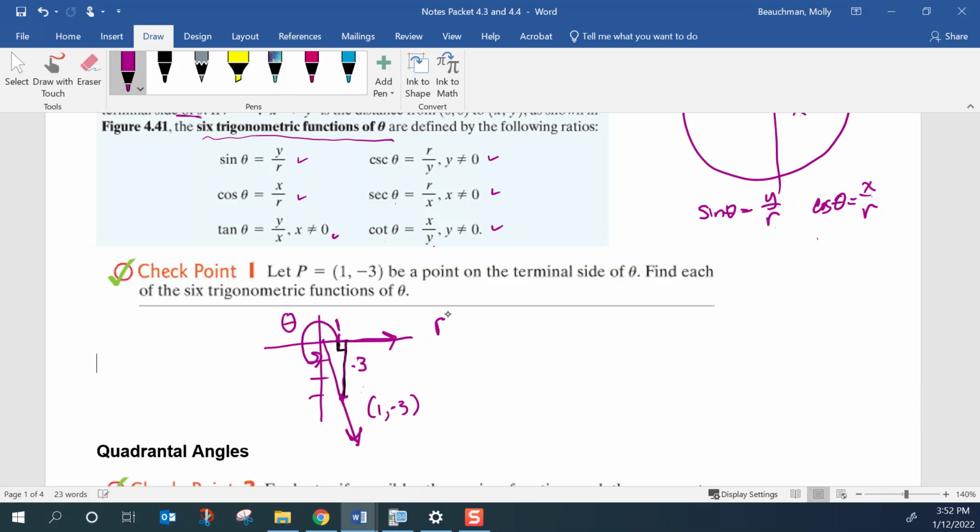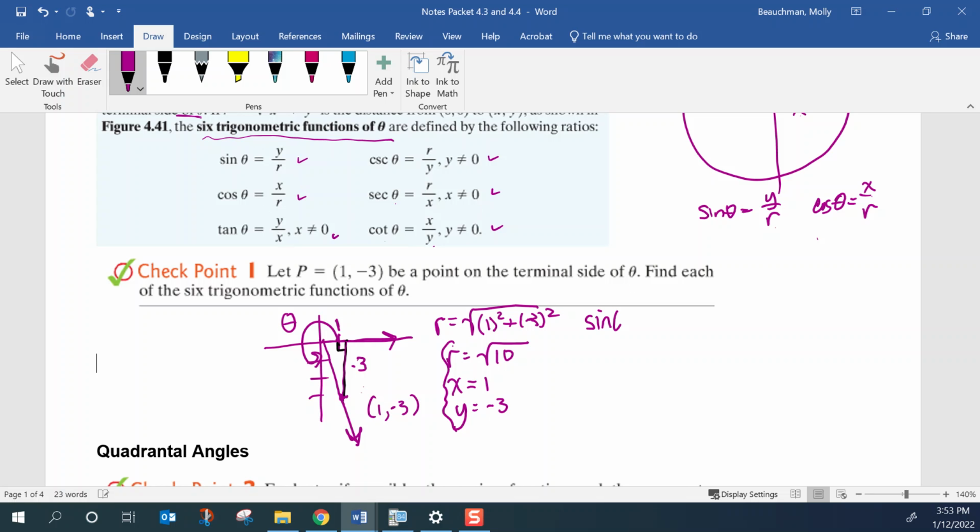So we use r squared equals x squared plus y squared, and I square root both sides. r is equal to the square root of 1 squared plus negative 3 squared. So r is going to equal the square root of 1 plus 9, which is the square root of 10. That can't be simplified. So I have a value for x, which is 1, a value for y, which is negative 3, and a value for r. So think about them as the three sides in a right triangle. Now I can find all 6 trig functions by using the relationships above.